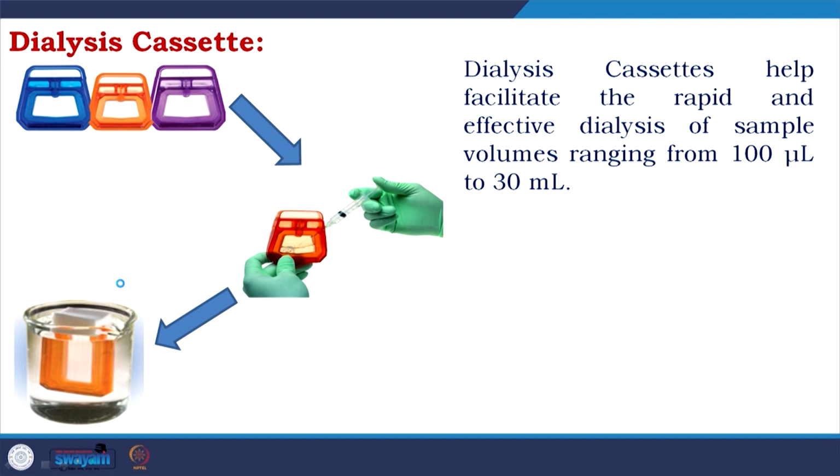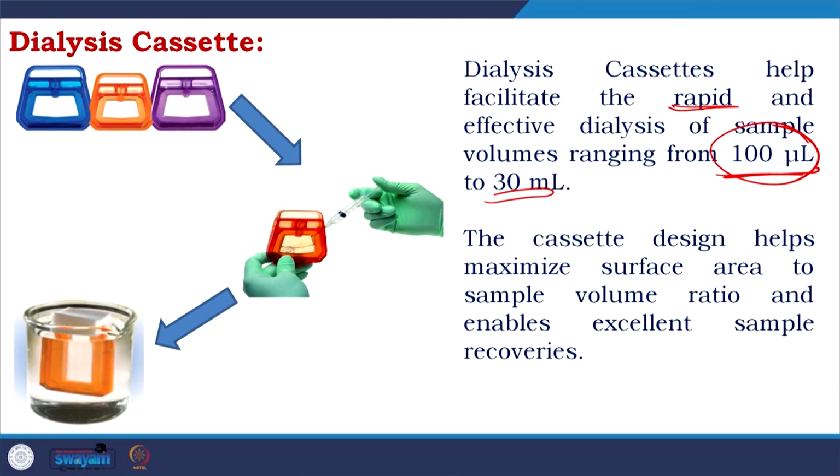Yes, another thing is that it is rapid. As I said, this is from 100 microliters to 30 ml. Especially in the small range, snake skins are big and they don't work well. You need the dialysis cassette, though they are costly. The cassette design helps maximize the surface area to sample volume ratio and enables excellent sample recoveries.